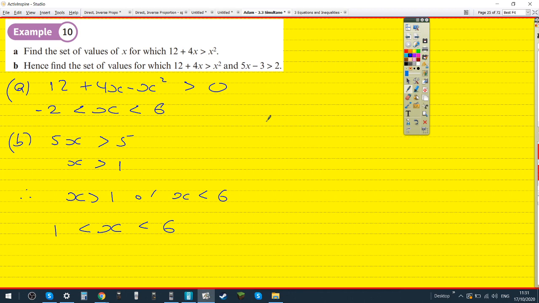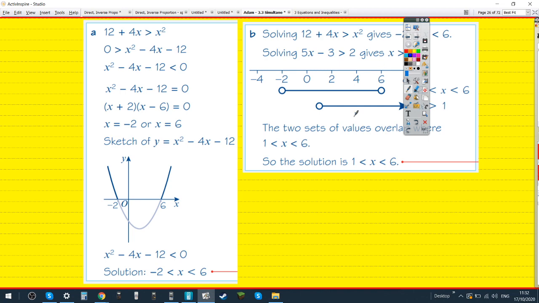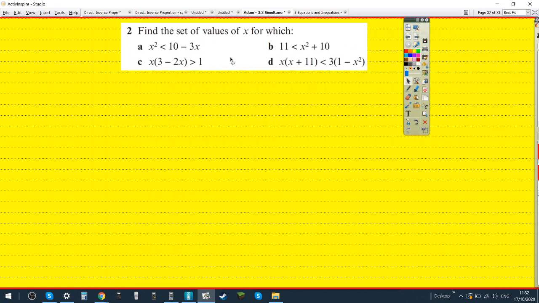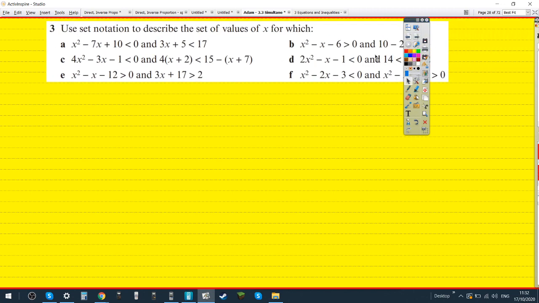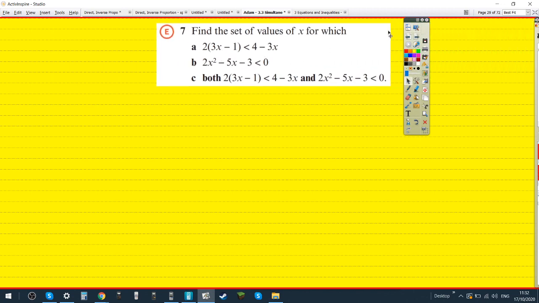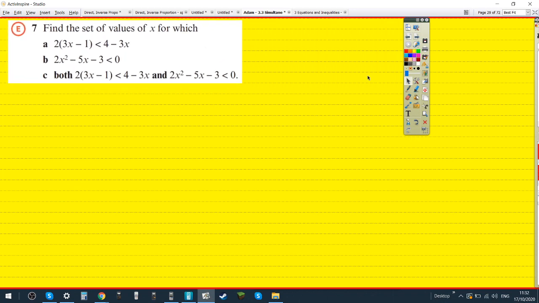Any questions there? No. And so that's a common enough type of question. So it was between minus 2 and 6, and then we know that it's between 1 and 6. There's a bit of work to be done there, but you know. So that's exam question. We better do the next exam question. Yeah, it's a good one.